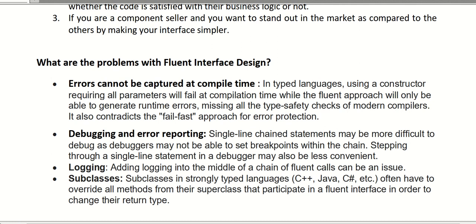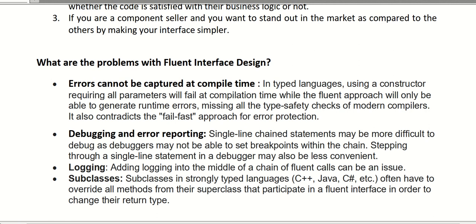While the Fluent approach will only be able to generate runtime errors, missing all the type safety checks of modern compilers, which I already said in terms of Java and C sharp. Also, it contradicts the fail fast approach for error protection. So in case of C sharp or Java, if something is wrong, it will fail immediately so that it won't go further during the execution chain. But here that won't happen. You will come to know at runtime itself what went wrong.